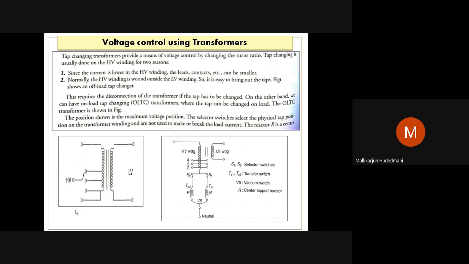It is not called online. So that is a tap changer with offline. Momentarily there will be disconnection and connection like that. But that is taken as an advantage.